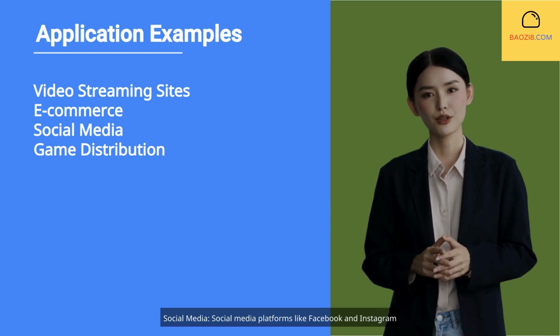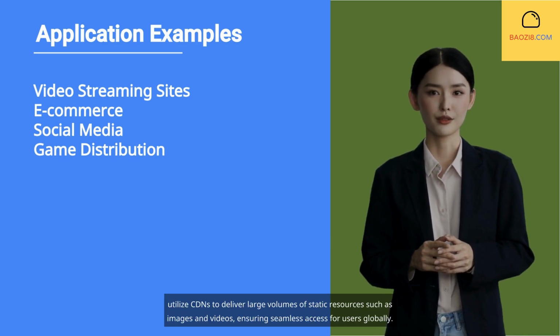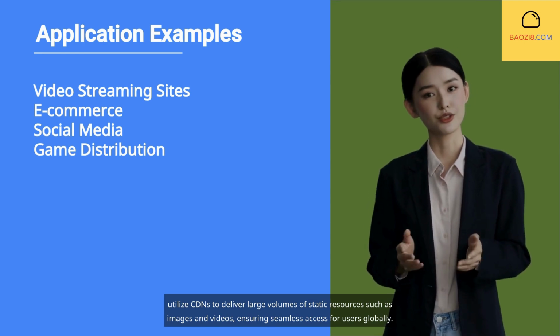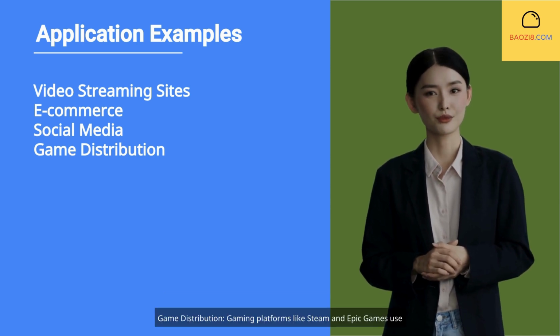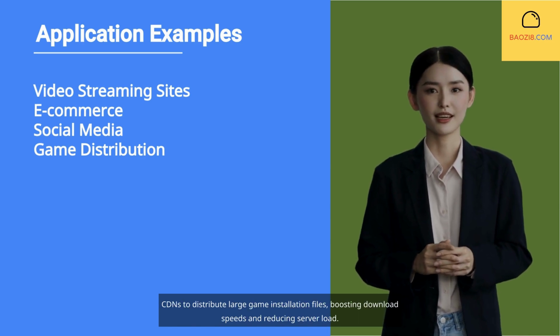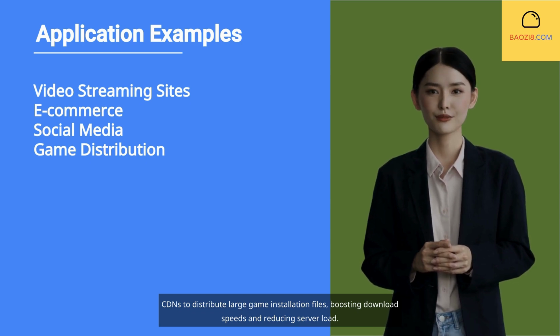3. Social media. Social media platforms like Facebook and Instagram utilize CDNs to deliver large volumes of static resources, such as images and videos, ensuring seamless access for users globally. 4. Game distribution. Gaming platforms like Steam and Epic Games use CDNs to distribute large game installation files, boosting download speeds and reducing server load.